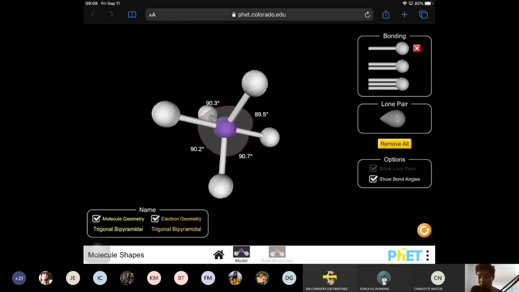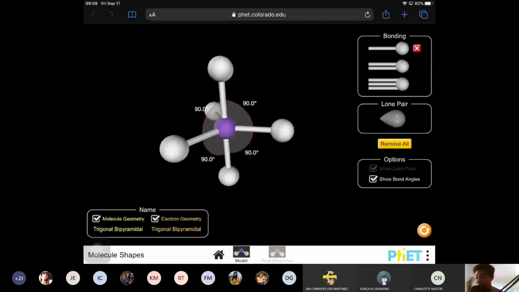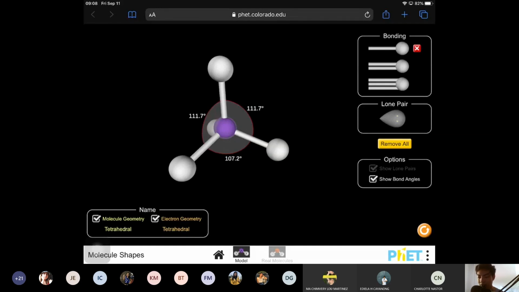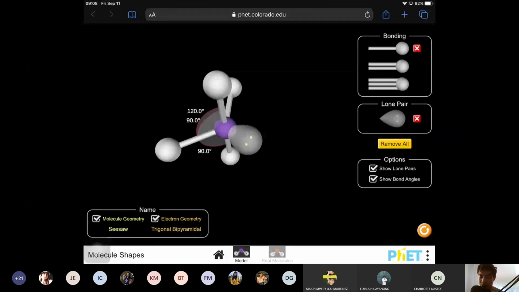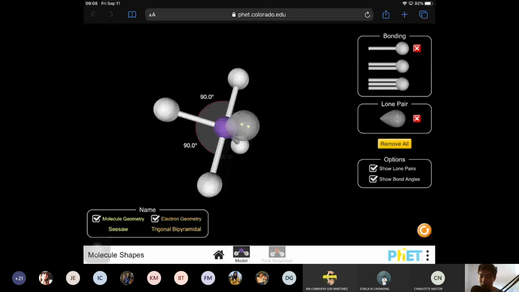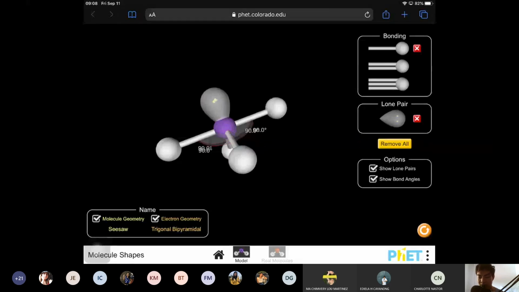Punta naman tayo sa 5 electron groups. Okay, so pag 5 electron groups yan, lahat atom, ang shape ay trigonal bipyramidal. What if yung isa papalitan ko ng lone pair? Anong shape yan? Sabi dyan, seesaw. Sir, paano naging seesaw yan?